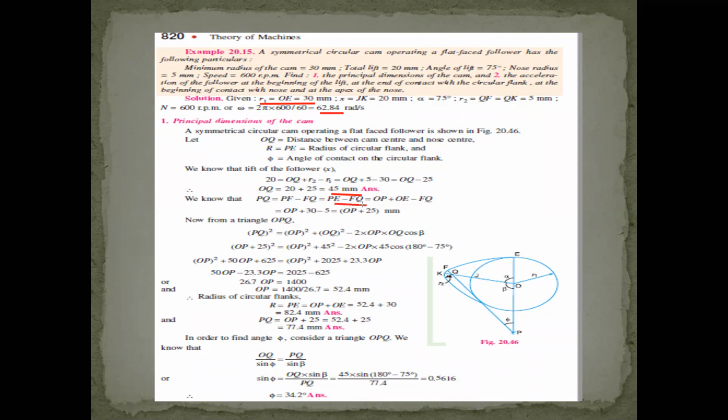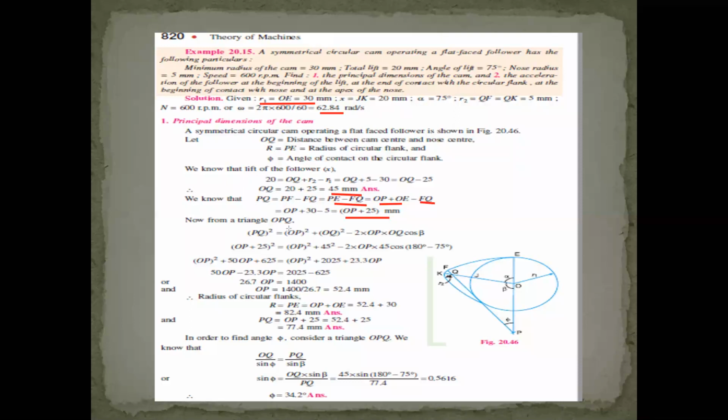PF is also equal to PE. So PE minus FQ, and PE means OP plus OE, minus FQ. In this, which values are known? OP is unknown and OE is known. OE is 30 minus 5, so that is OP plus 25. So PQ means OP plus 25. PQ has a relation with OP: PQ equals OP plus 25.